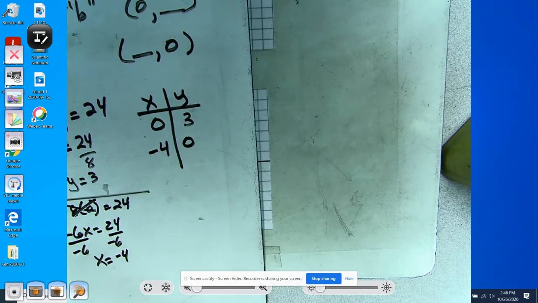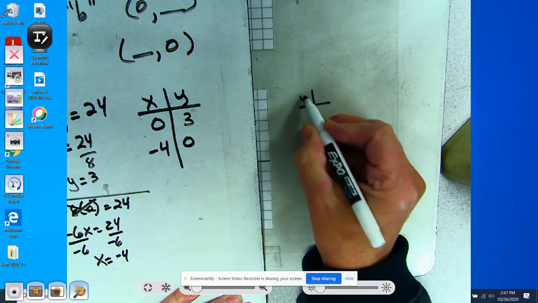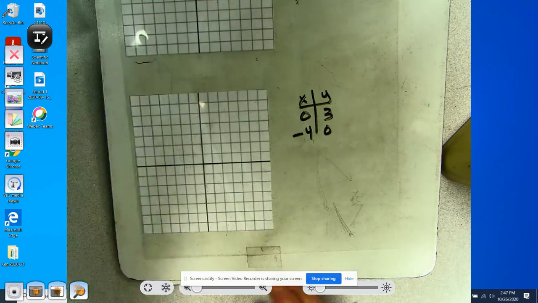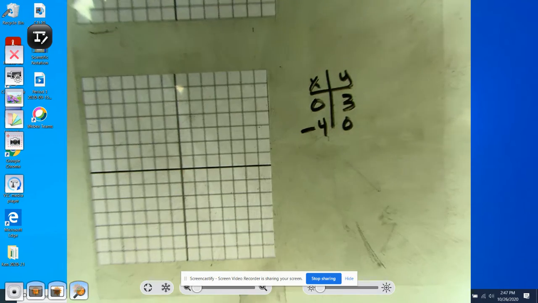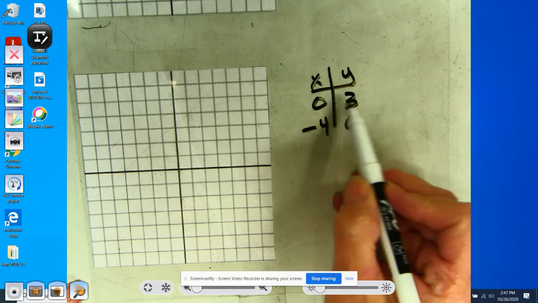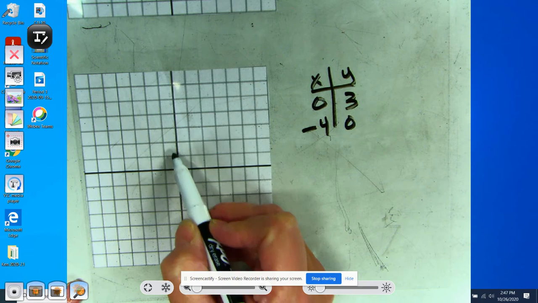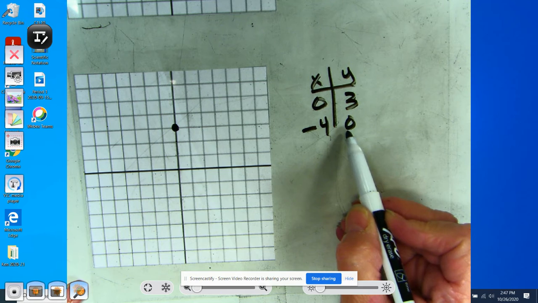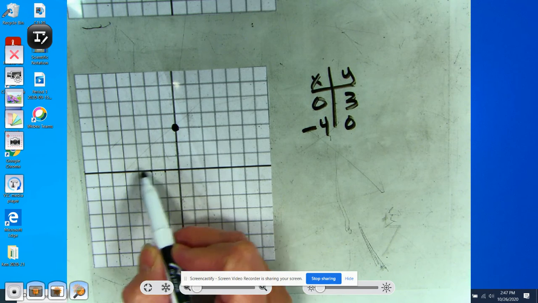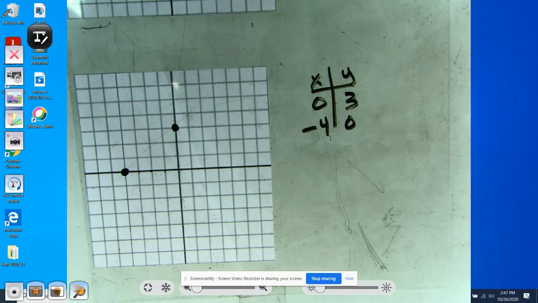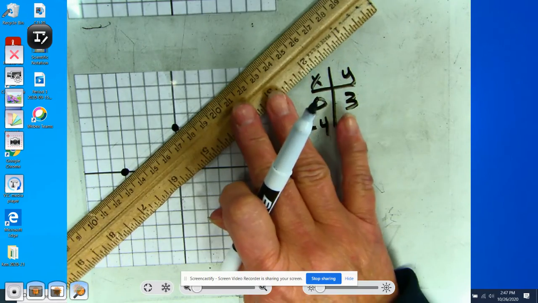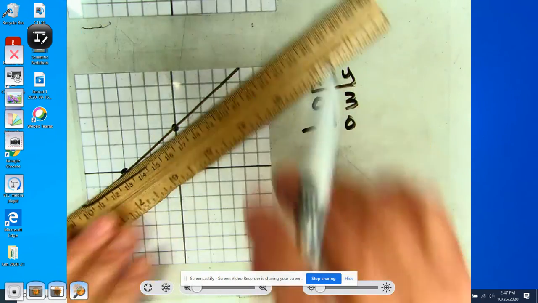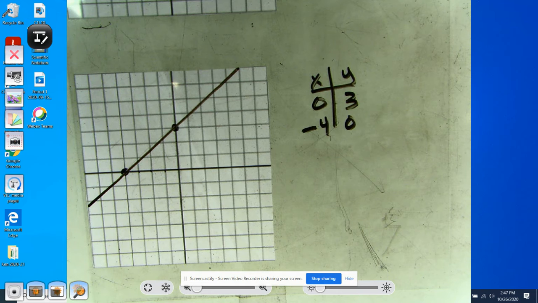So we come over here. I'm going to write this down, x and y. We had (0, 3) and (negative 4, 0). So when we go to graph this, we are going to go over 0, up 3: 1, 2, 3. We are going to go left 4, up 0: left 4, 1, 2, 3, 4, up 0. We have 2 points. We can draw a line. Whoops. Helps if you actually draw it on the paper and not on your ruler.